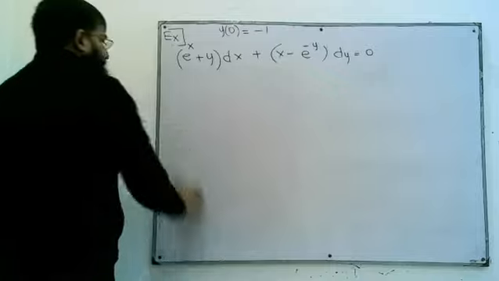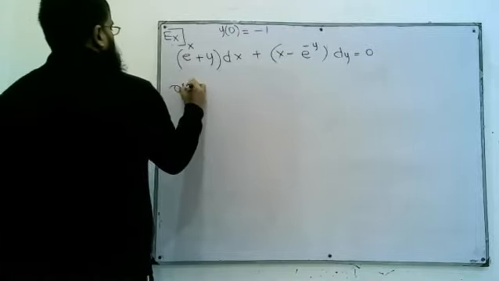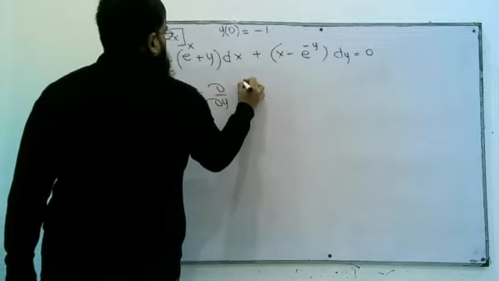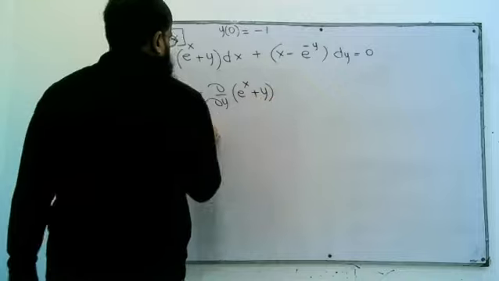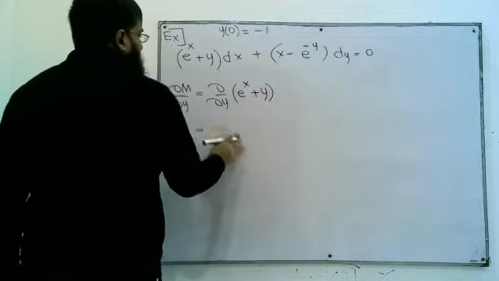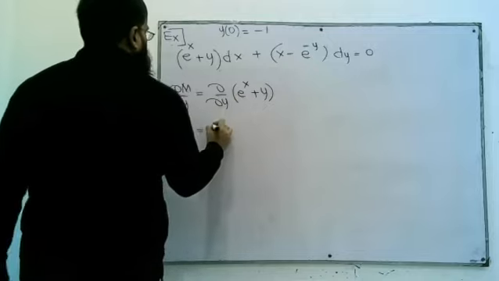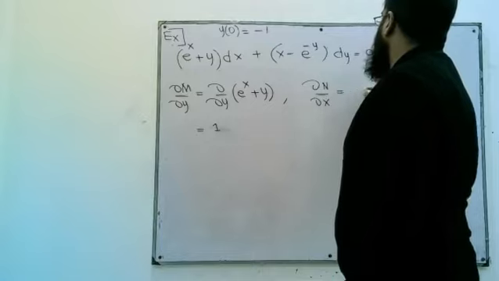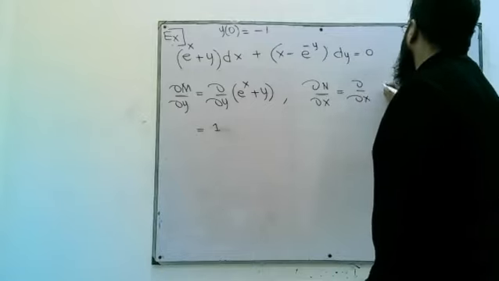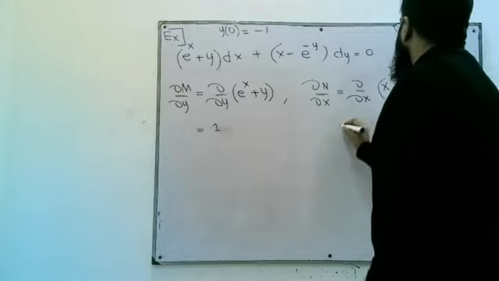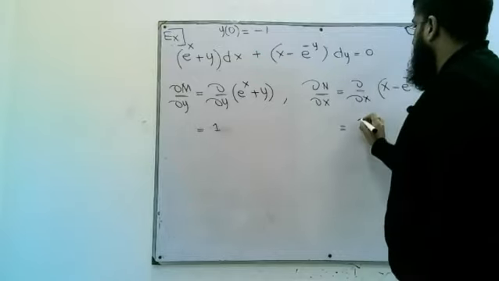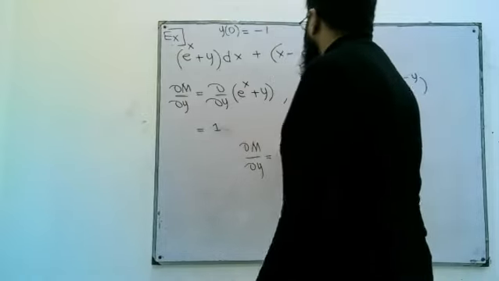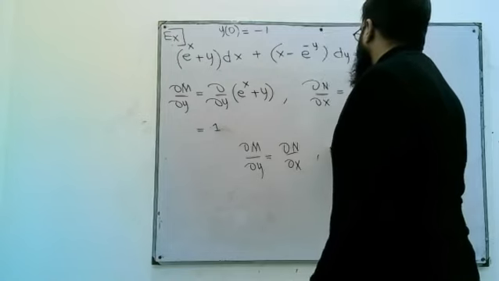How would we check this? Partial m over partial y is partial over partial y of e to the x plus y. So e to the x is a constant, its derivative would be 0, and the derivative of y would be 1. And partial n over partial x is partial over partial x of x minus e to the minus y. The e to the minus y is a constant, so the partial derivative with respect to x is 1. So for this new equation, partial m over partial y comes out to be equal to partial n over partial x, and it's now exact.